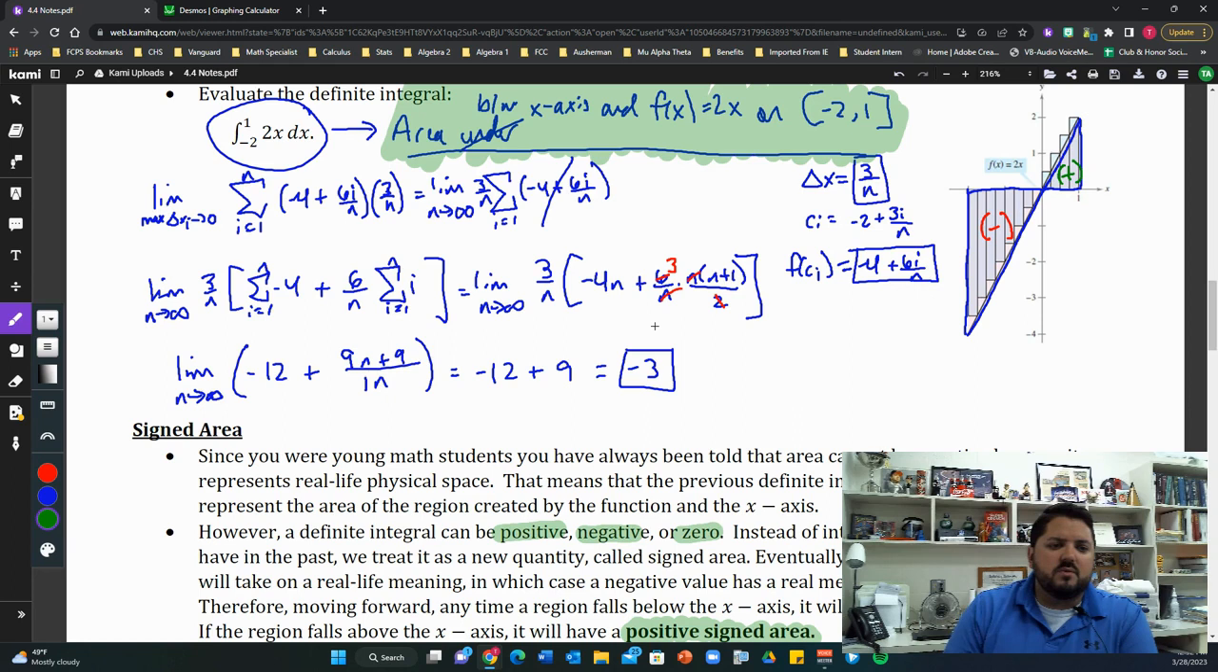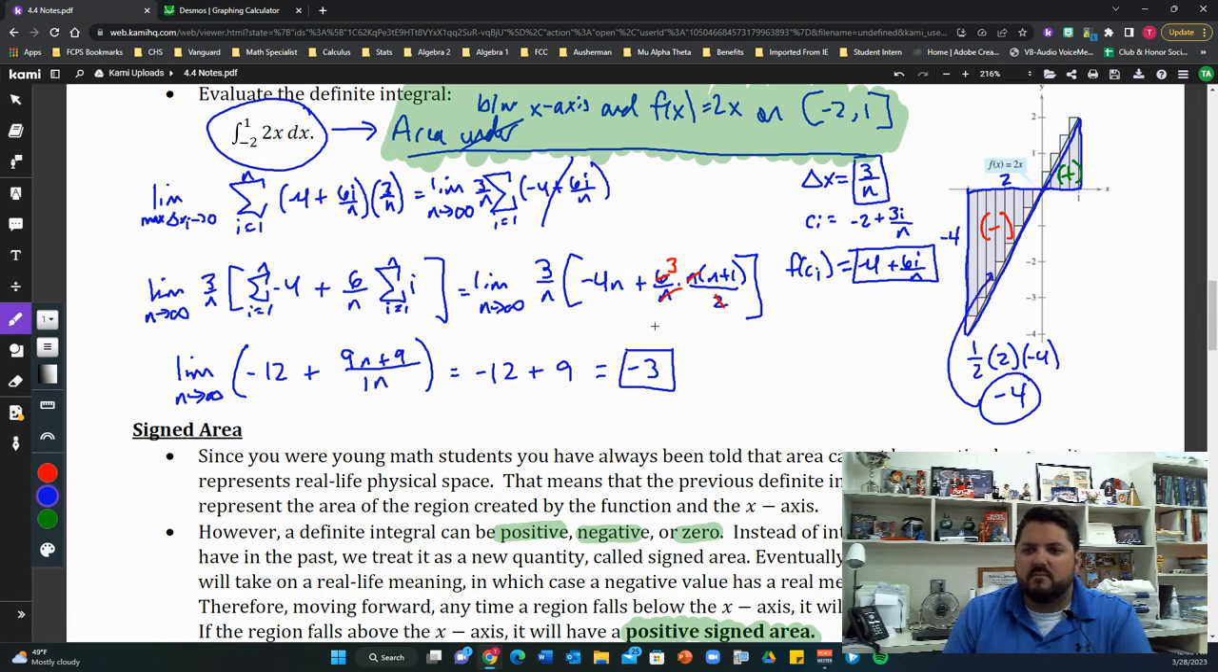So I could have done this with some basic geometry. My first triangle, again, this is going from -2 to 1, so -2 to 0. This has a dimension of 2. But because this side is going down, we kind of treat it as having a dimension of -4. So 1/2 of 2 times -4 gives me a signed area of -4 for this region.